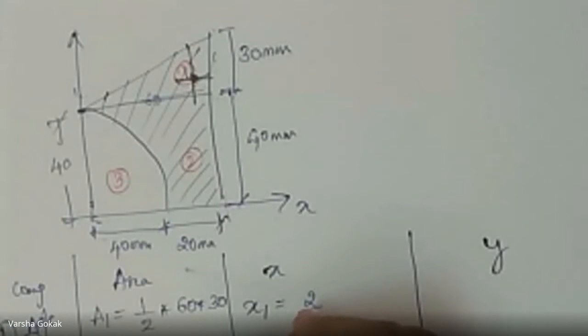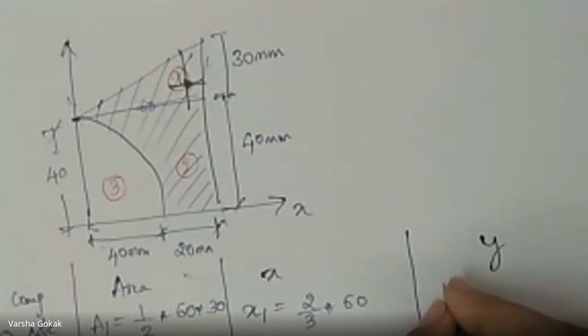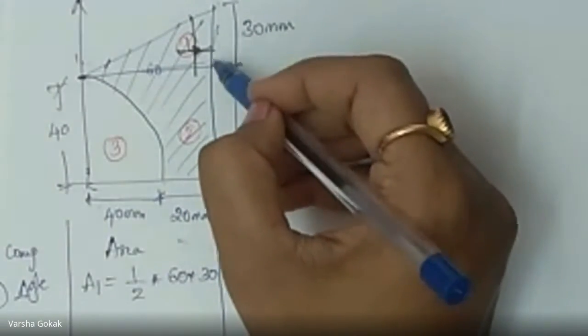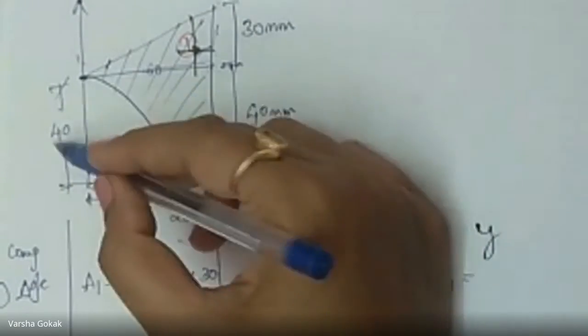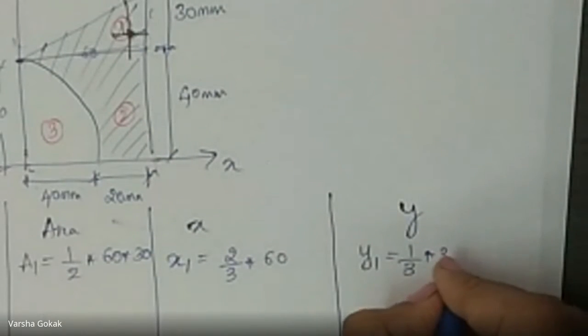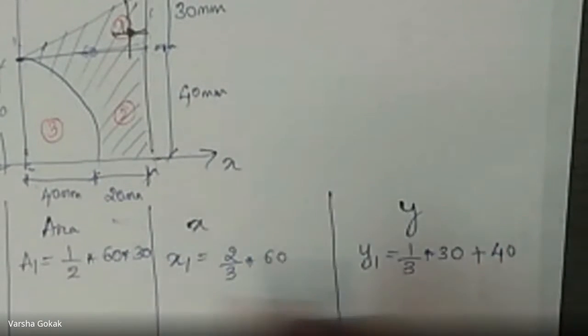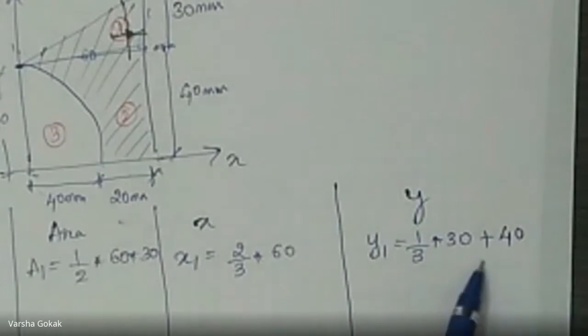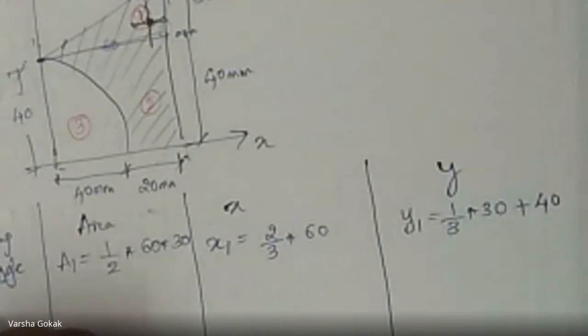Correct, 2/3 of 60. What about y1? Individual y1 is this 1/3 of height. Then I have to add this extra 40. So it is going to be 1/3 of height, that is 30, plus distance 40, because we need its CG from the reference axis.